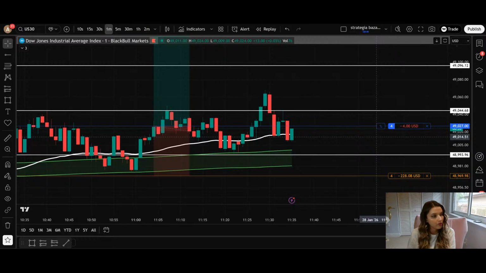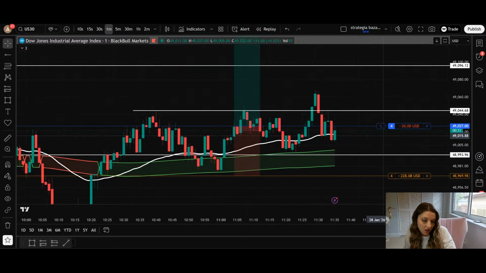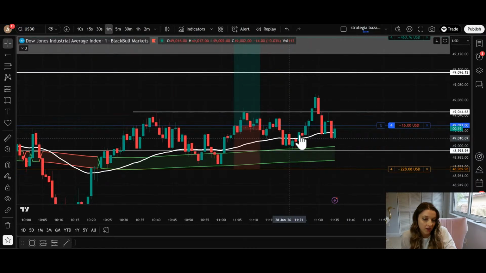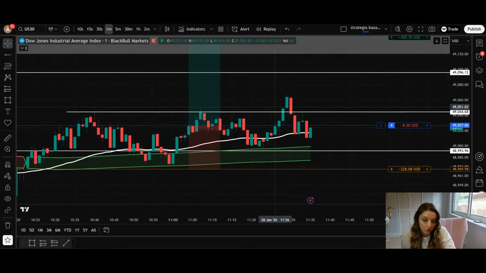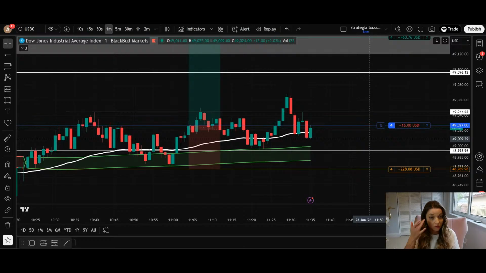Usually I move my stop loss to break even, or I move my stop loss when I see that the price is actually going in a nice trend, in a nice direction. Right now the price is just dancing around, so at this point anything can happen. I'm in a trade, so I just let it run, you know?